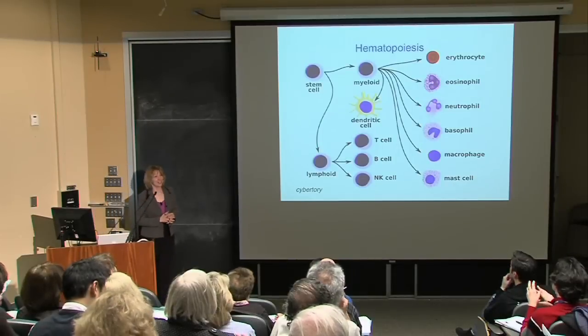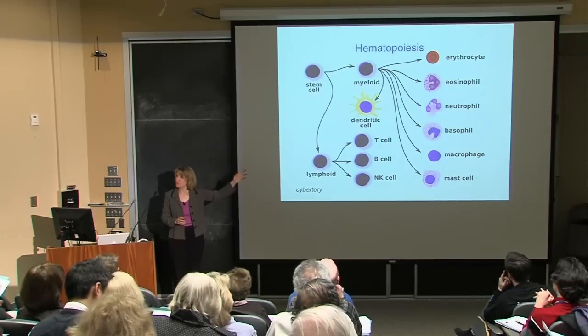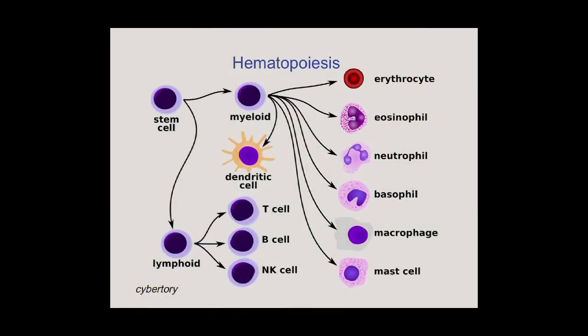So when they started to look at the blood, what did they see? They saw blood cells. And on this slide, I've just got a very simple diagram of the blood cells. The stem cell in the top left really divides into two different categories. The stem cell in the bone marrow, which is essentially a baby cell, is not yet differentiated, hasn't yet decided what it wants to do.